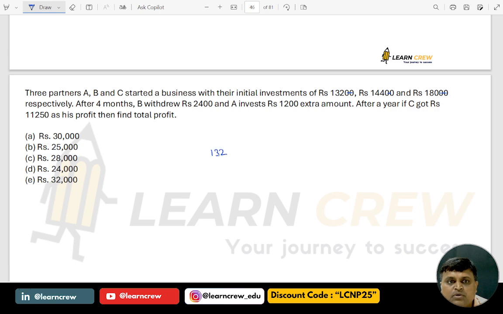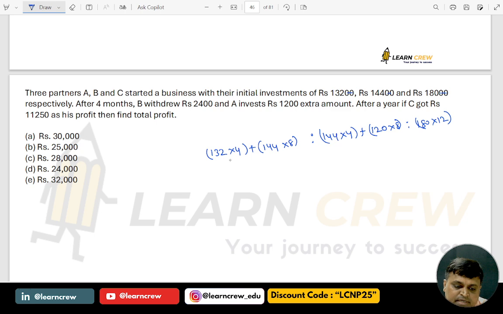After 4 months, A invests 1200 more, which means 12 more. So 132 for the first 4 months, and after that 12 more, 144 for the remaining 8 months. That is the total investment of A. What about B? B has 144 for the first 4 months, and after that he withdraws 24, so it is 120 for the remaining 8 months. Whereas C has 180 for the total 12 months.